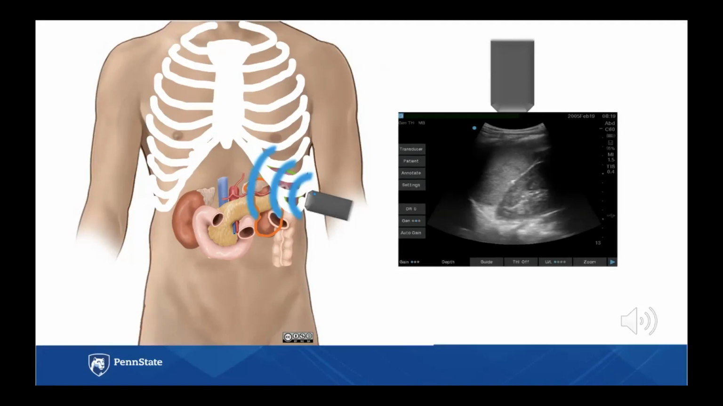Here you can see the spleen and the kidney identified in the ultrasound image. And we are looking for fluid in this small space between them, but this is a normal exam, so there's no free fluid present in this image.